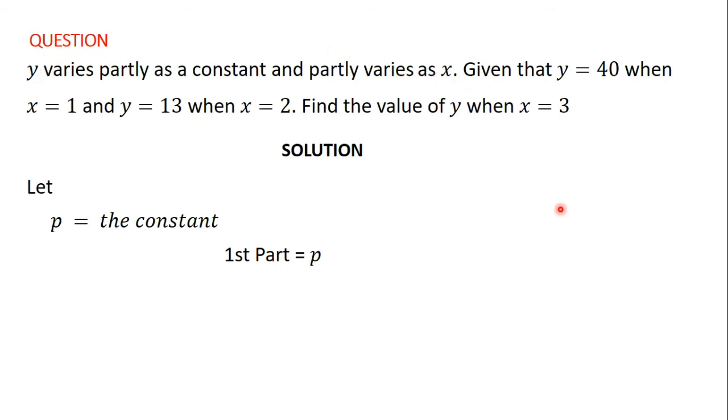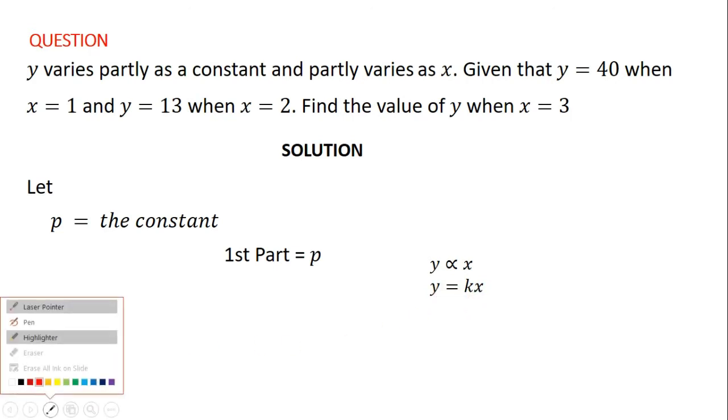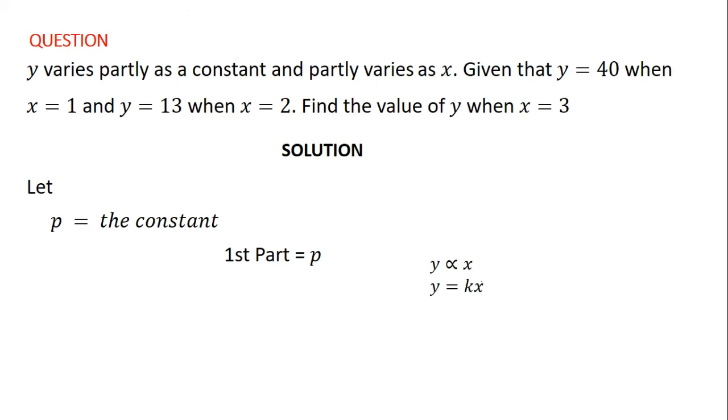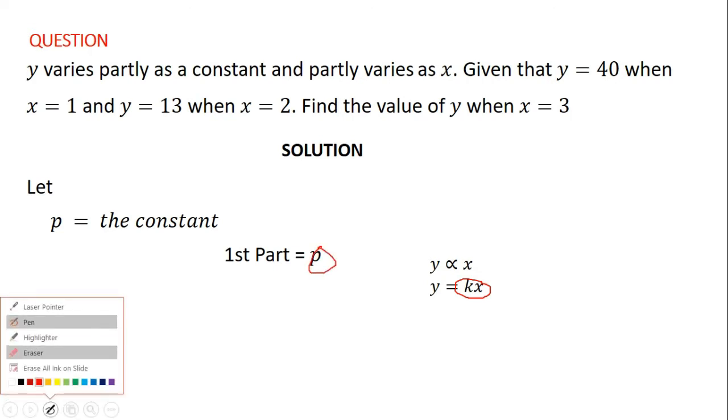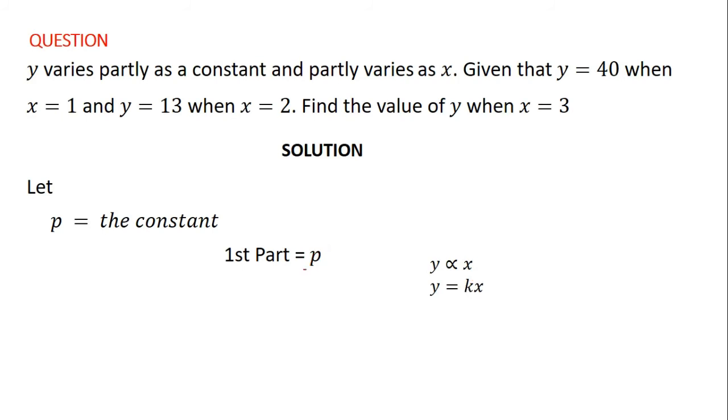From the videos on direct variations, we learned that if y varies as x, it's written as y is proportional to x. And if we introduce the constant of proportionality, which is k, we will have y is equal to kx. So for the second part of this variation, y is kx. For the first part, y is p. So the first part of the variation is p, and the second part of this variation is kx.